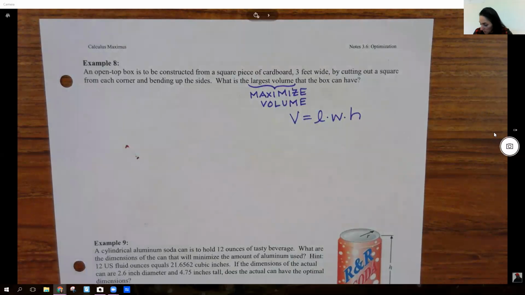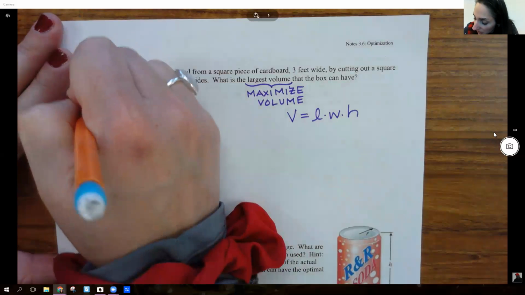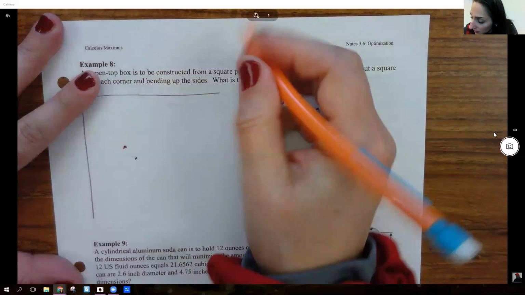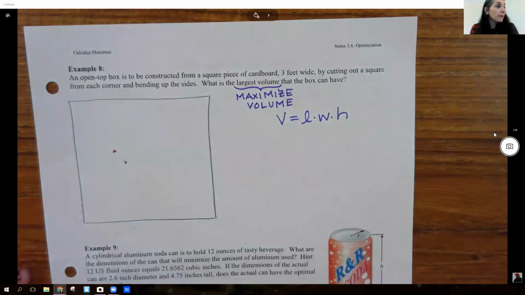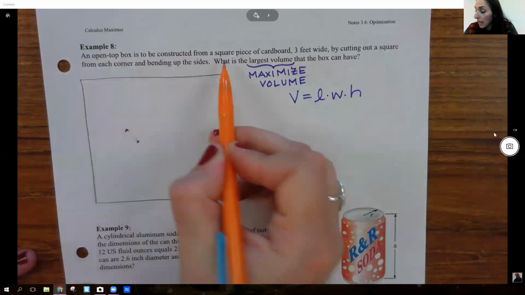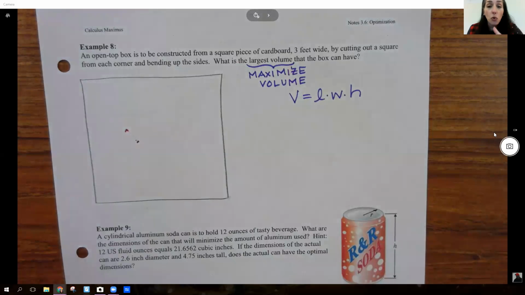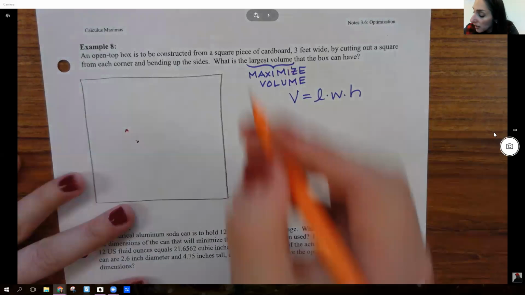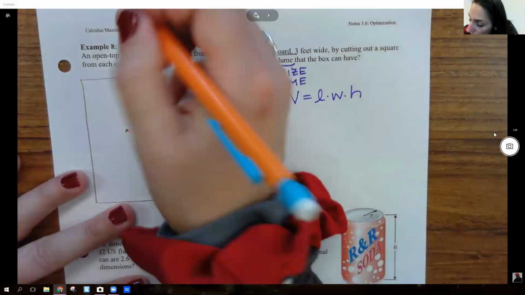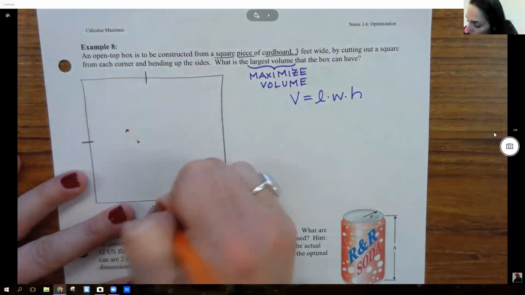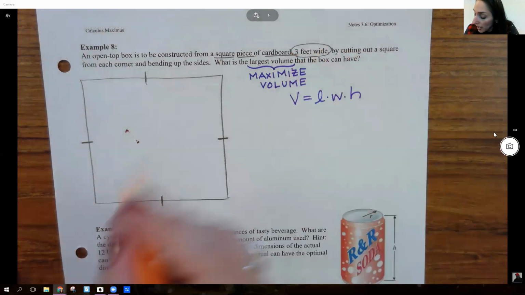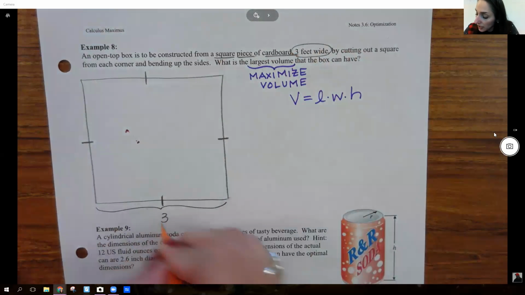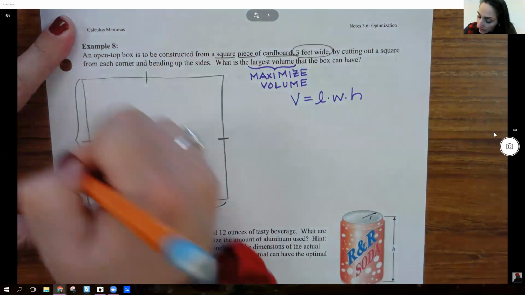And I think I'm going to have to use pencil for this because I don't trust myself. I always want to modify something when I do these. All right. So this is what we have here. You have a sheet of paper. I'm sorry, not a sheet of paper. A square piece of cardboard. Square piece of cardboard. So that means that all these sides are the same. It's a square piece. And it's 3 feet wide. So that means this whole thing is 3 and this is also 3.